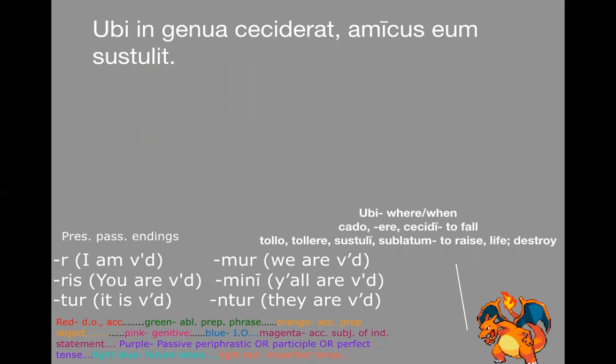It's weird. All right. Ubi in genua cecidit. Cecidit is from cado, cadere, cecidi. Really weird third principal part on that verb. So it's one of the perfect tenses, and it is pluperfect. Ubi can be where or when, but once we start translating it, I think only when makes sense. So when, dropped subject, he or she had, it's pluperfect, fallen on knees.